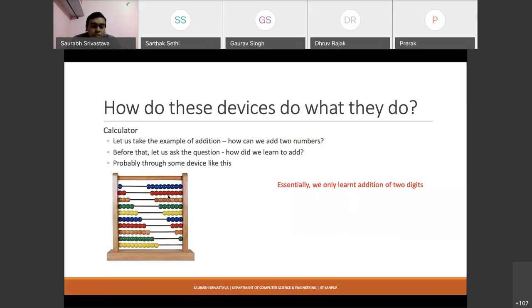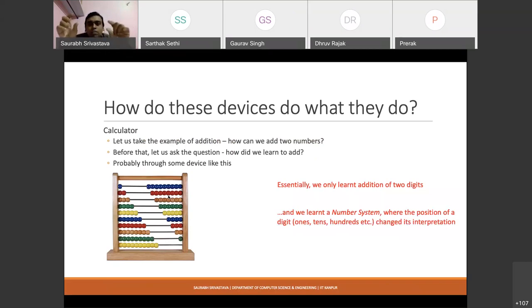And this is another thing that you should understand, that essentially we only learned how to add 2 digits, right? We only learned how to add, let's say, 9 plus 6 and 5 plus 3 or 8 plus 2. And then over that, we were taught a number system. This is where we were told that if a particular digit is at a particular position, ones, tens, hundreds, thousands, 10,000s, the interpretation of that digit changes. So if a digit 1 is at the hundreds position, it is not really 1, but it is basically 1 into 10 to the power 2. Similarly, if the digit is at the thousand position, it is 1 into 10 to the power 3.